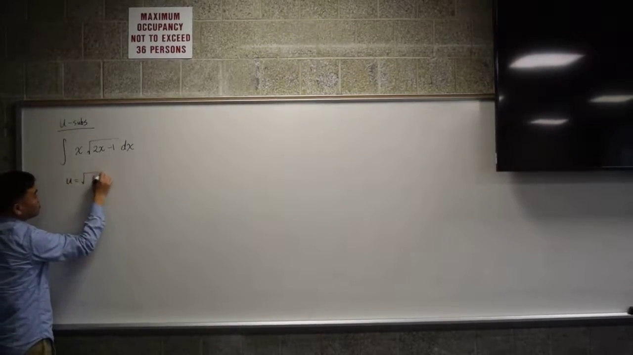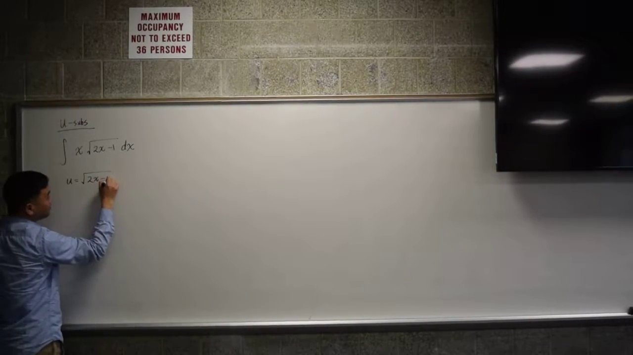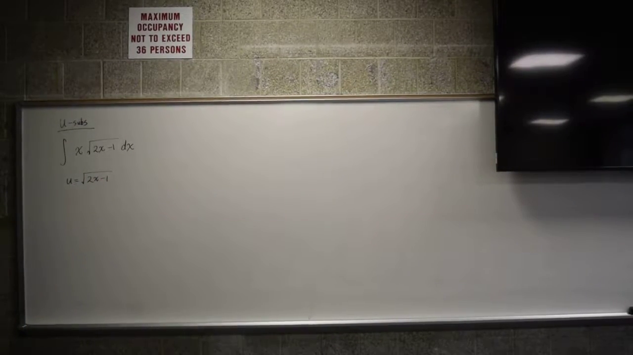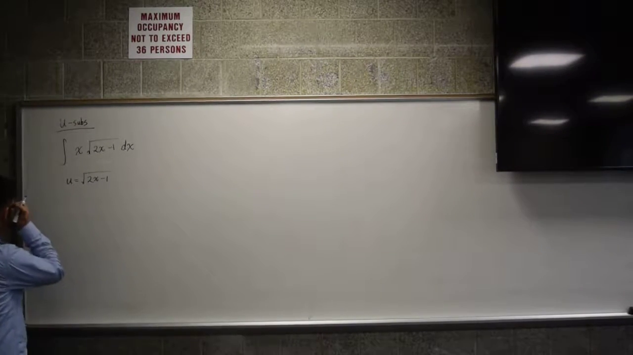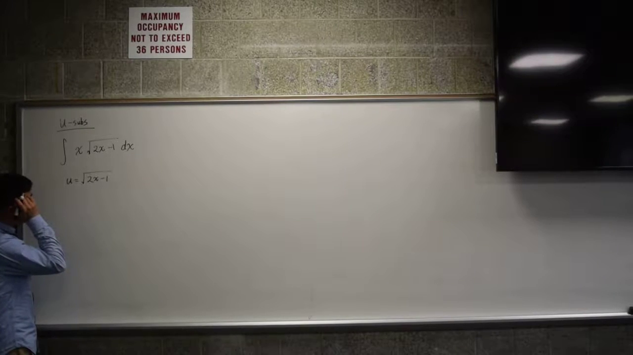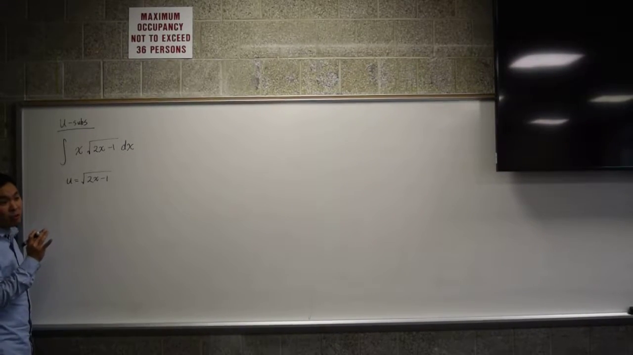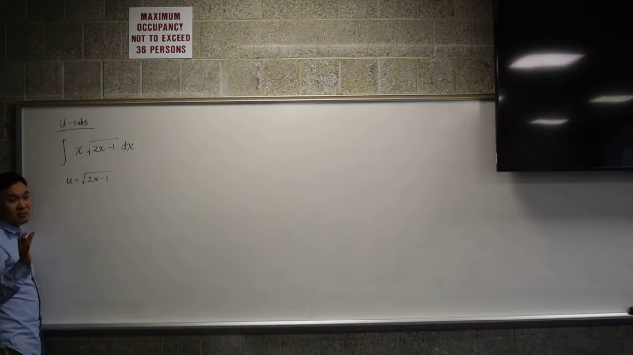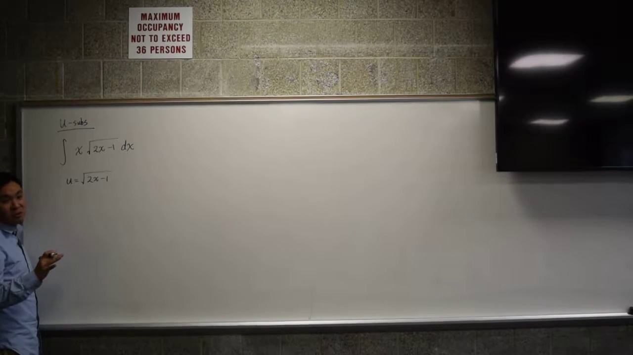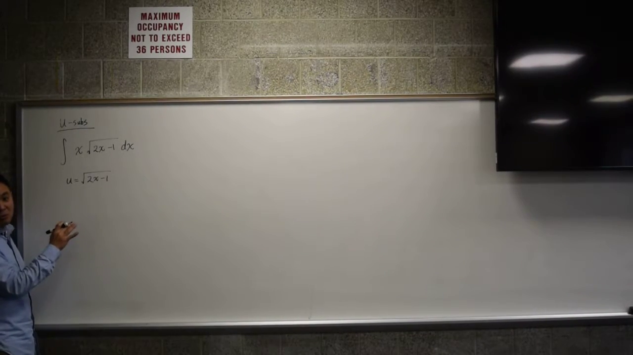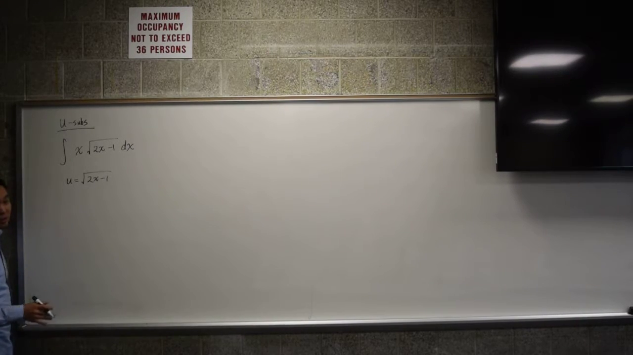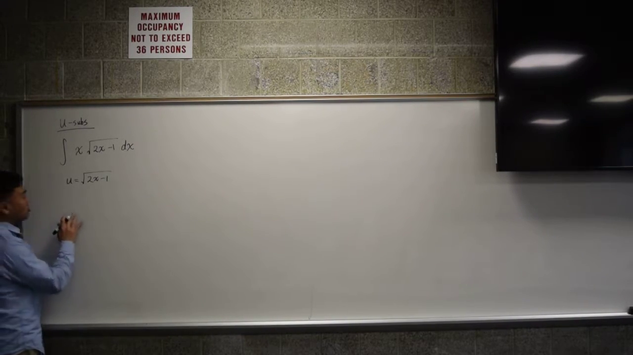Set u equals the square root of 2x minus 1. By the way, you may not have done this type of u subs in calculus 2 because I noticed that some of you only did the easiest u subs. So for some of you, it may be the first time you're seeing such a u substitution. You'll understand why this is tougher than the usual one pretty soon.